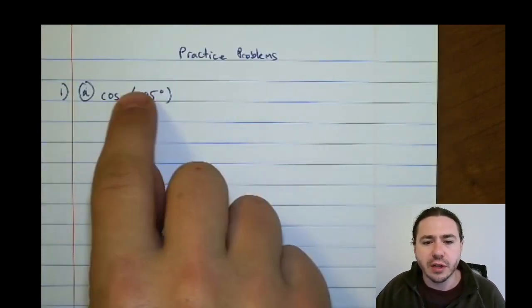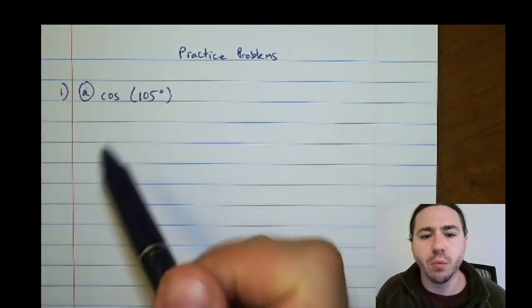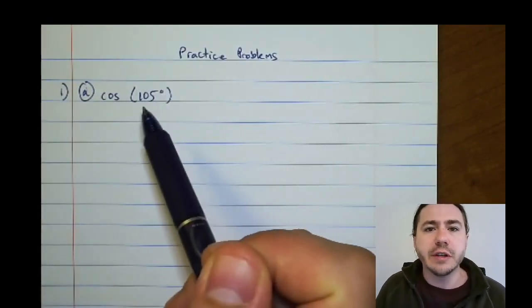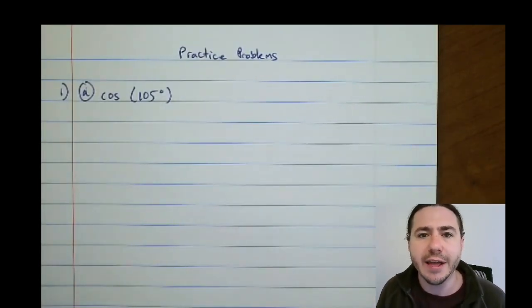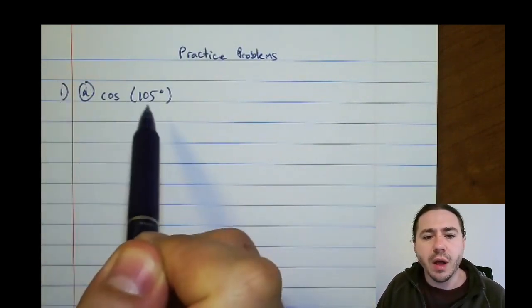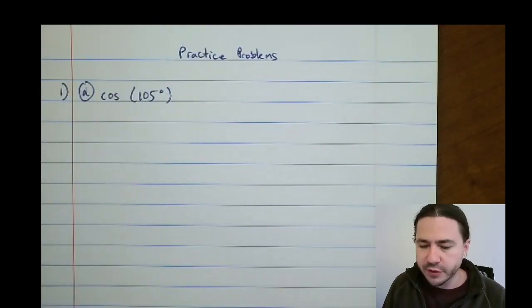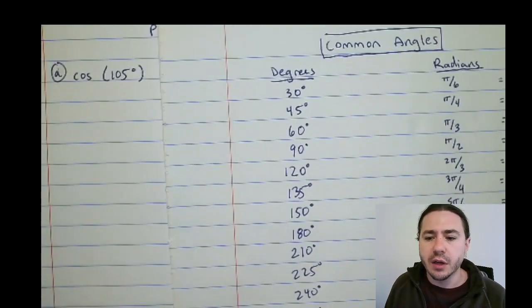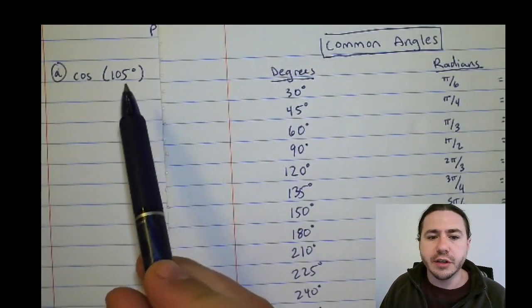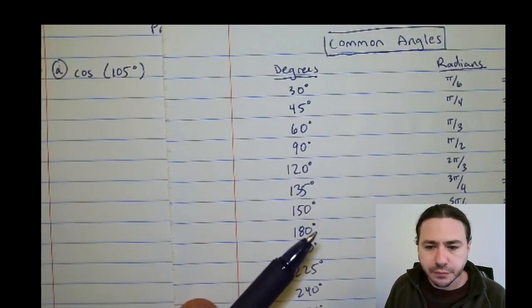We're trying to evaluate cosine of 105, and one of the things you want to think about is, well, 105 degrees is not one of those common angles on the unit circle, and this is where the sum and difference formulas come in handy because they give us a way to evaluate something like this. So what we're looking for on this list are two angle measures that either add or subtract to 105 degrees, so we can split this up and evaluate this a little easier.